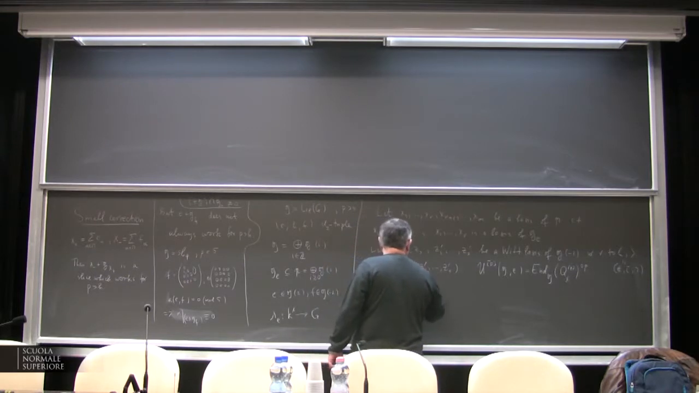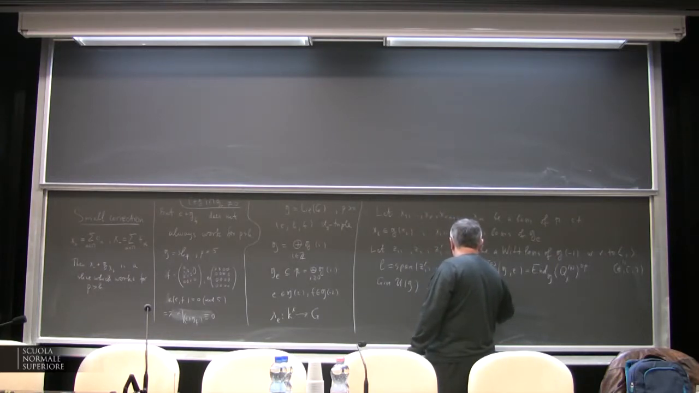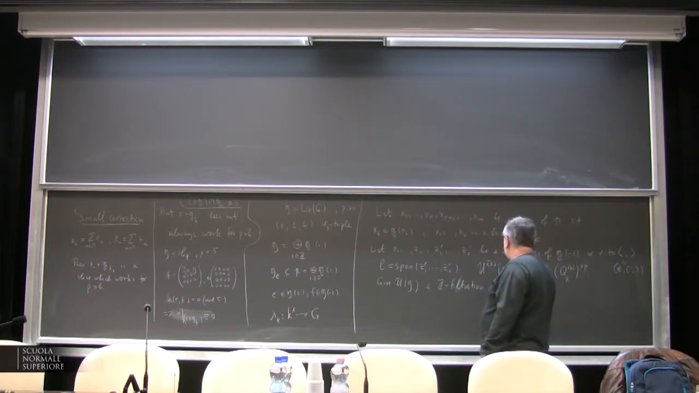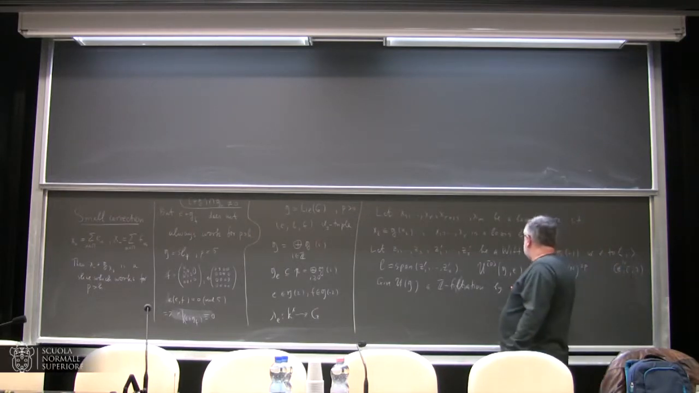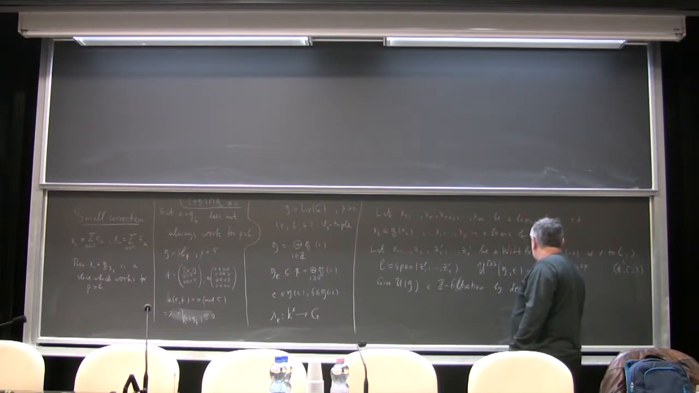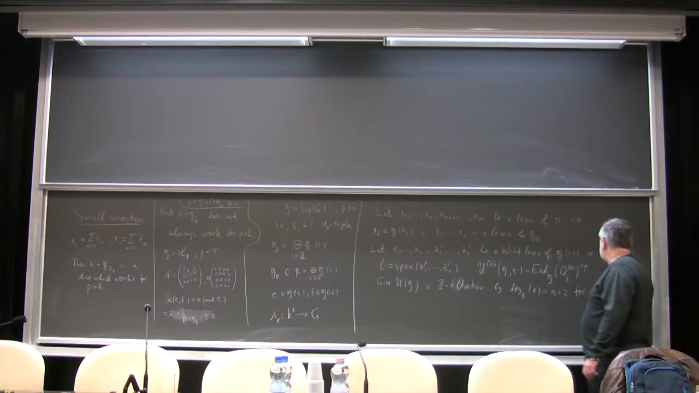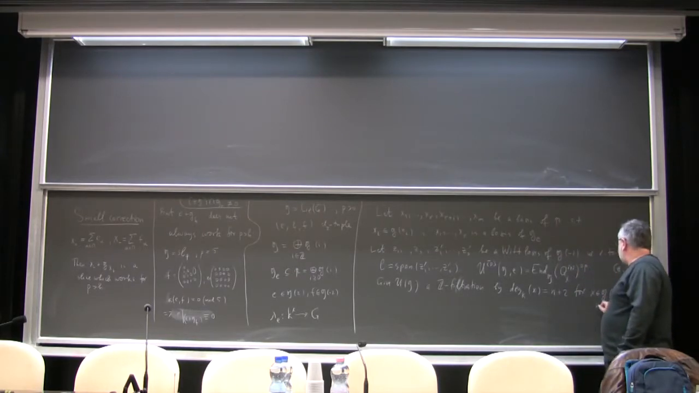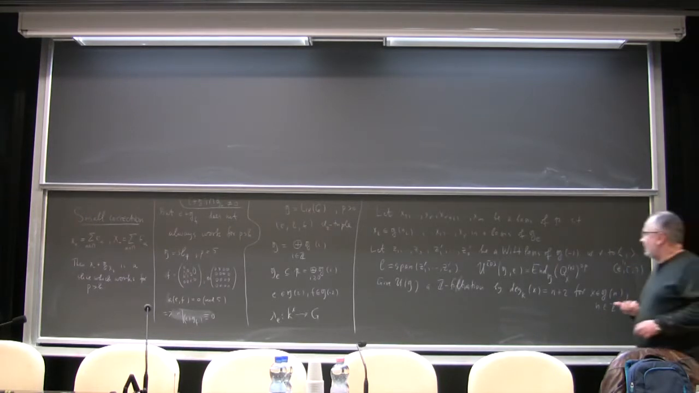We give U(g) a Z-filtration, which is called the Kazhdan filtration, by assigning that the degree of x is equal to n plus 2 for x in g_n, and then any integer. And this is going to be a Z-filtration.